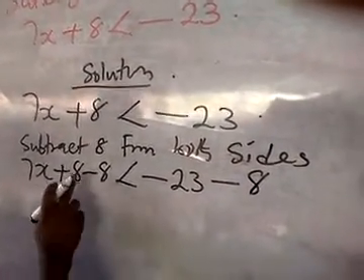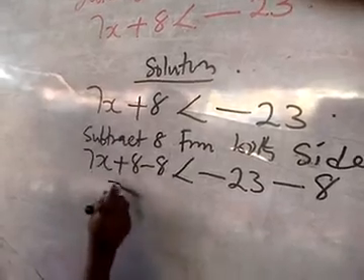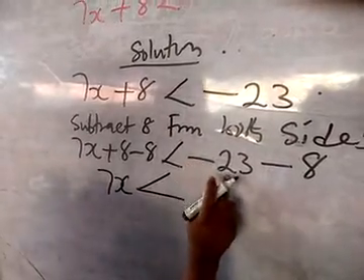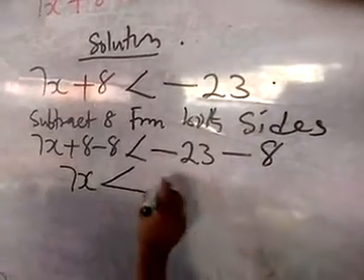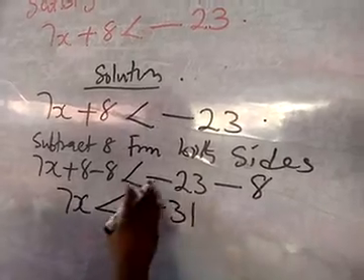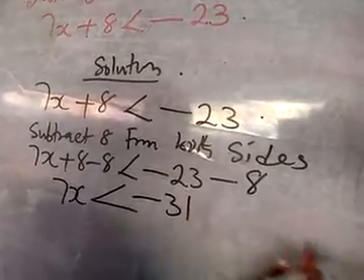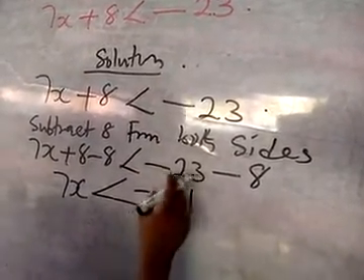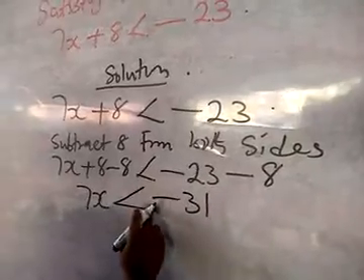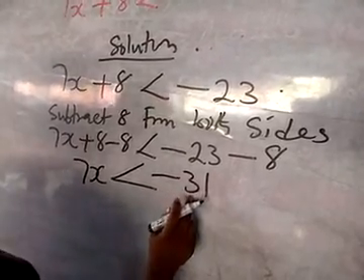8 minus 8 will give you 0 here. On the left hand side, you have 7x. 7x is less than minus 23 minus 8, which will give you minus 31. I have told you before that when you have a question like this, minus and minus, you add the numbers together and put their sign. Their sign is minus. When you add them, you have 31, and their sign is minus. You have 7x is less than minus 31.